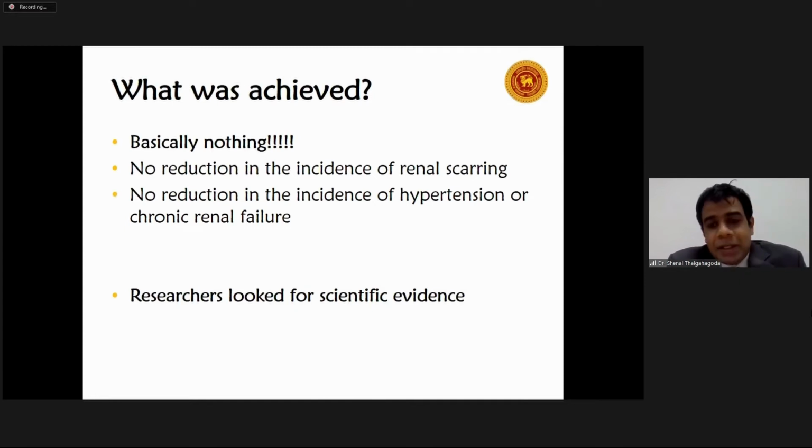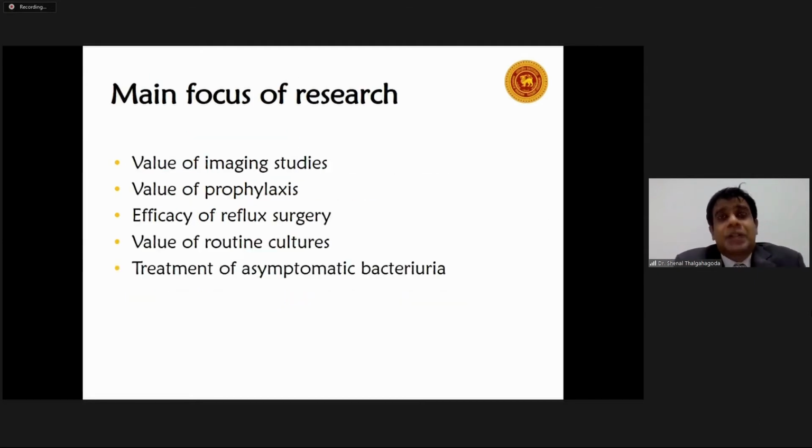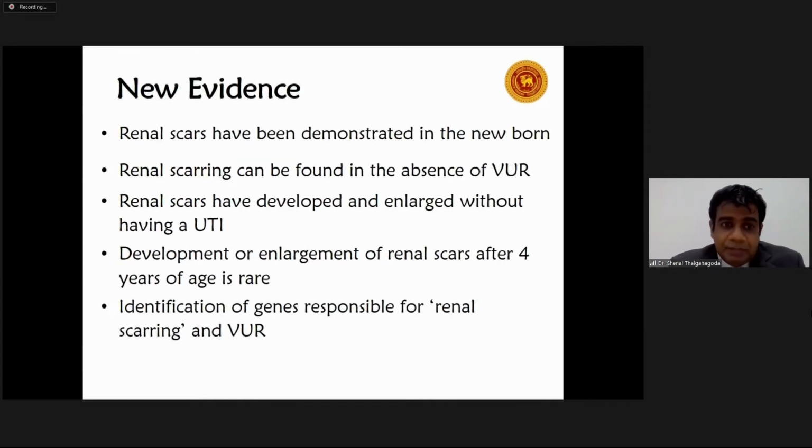There was no reduction in the incidence of renal scarring. There was no reduction in the incidence of hypertension. And there was no reduction in the incidence of chronic renal failure. So researchers looked for scientific evidence elsewhere. And they focused their research on the value of imaging studies, the value of prophylaxis, the value of anti-reflux surgery, the value of doing routine cultures in asymptomatic patients, and the value of treating asymptomatic bacteriuria.